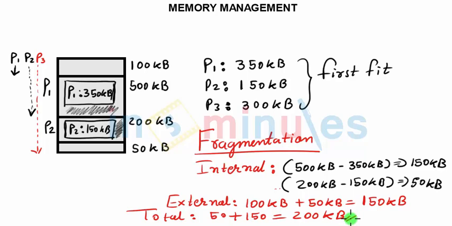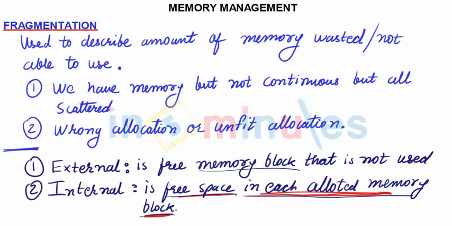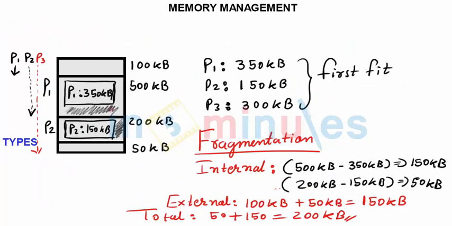So the concept of fragmentation should be very clear by now. Fragmentation is a term to describe memory which is wasted or which cannot be used. This happens because it is not continuously available or due to unfit allocation, that is a wrong allocation. There are two types, external and internal, as we have shown here. 150 were not used, so that is external, and the 500 and 200 blocks which are allocated to P1 and P2 still have around 150 plus 50 as internal fragmentation.